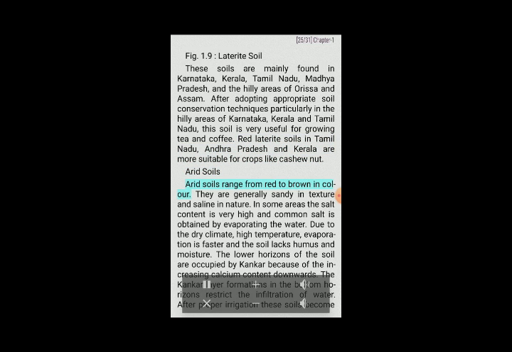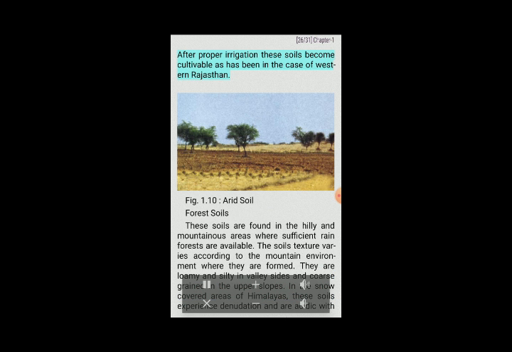Arid soils. Arid soils range from red to brown in color. They are generally sandy in texture and saline in nature. In some areas the salt content is very high and common salt is obtained by evaporating the water. Due to the dry climate and high temperature, evaporation is faster and the soil lacks humus and moisture. The lower horizons of the soil are occupied by kankar because of the increasing calcium content downwards. The kankar layer horizons restrict the infiltration of water. After proper irrigation, these soils become cultivable, as has been the case of western Rajasthan.